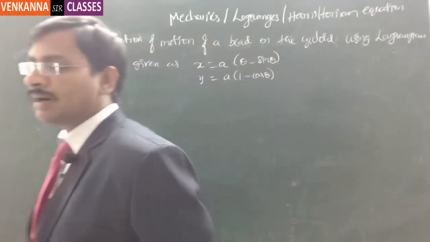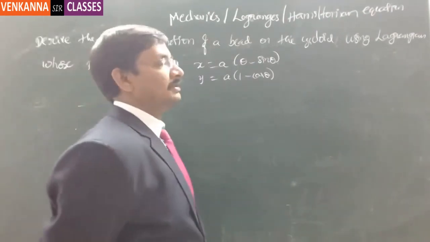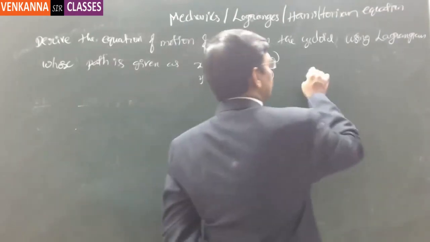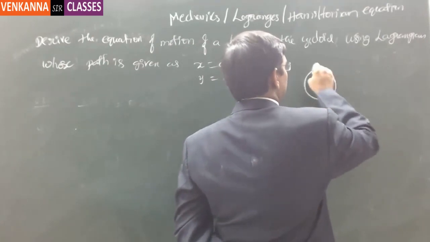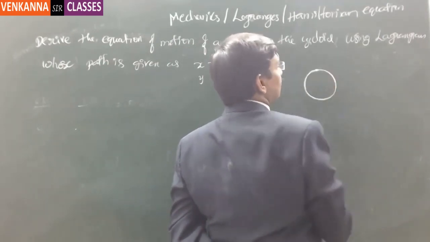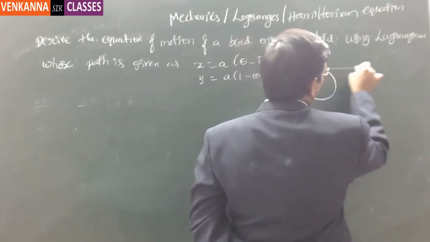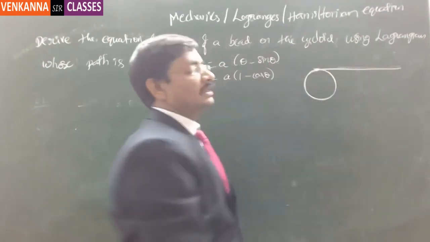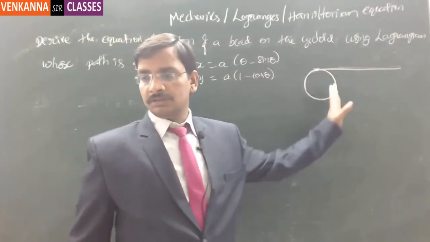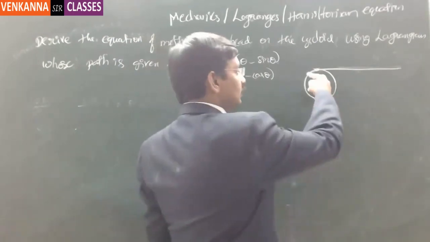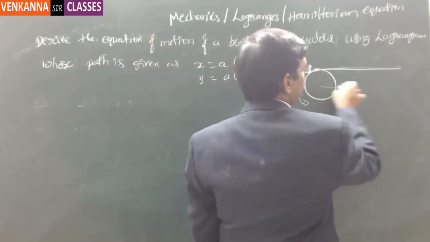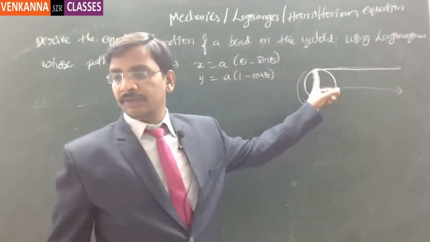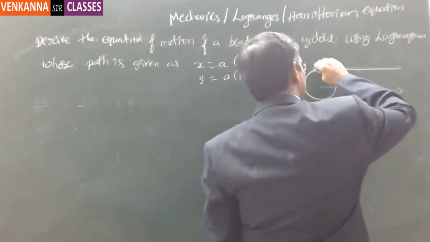So I hope you are aware of the path of a cycloid. A cycloid is the curve that is generated when a wheel is moving. Suppose there is a wheel like this. Now put a dot on this particular wheel. This dot will traverse a path when this circle is rotating and moving like this. The path traversed by this dot is nothing but the equation of this cycloid.